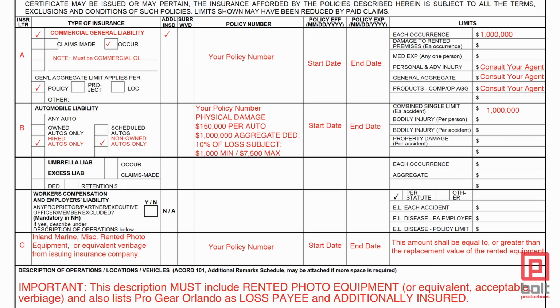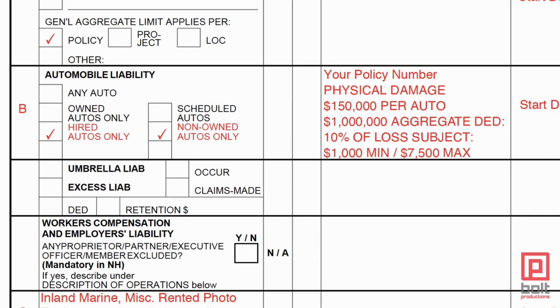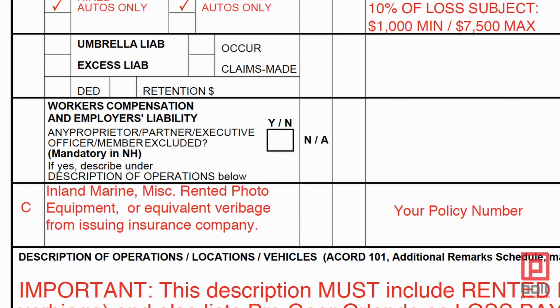Another type of coverage that's listed in the middle section is automobile insurance. Under the automobile policy, this covers rented grip or cargo trucks. You may not necessarily need this if you're renting just general gear and you're picking it up yourself. The third type of coverage that's listed in here is what we call the inland marine. Now, this is a rider that's purchased in addition to your general liability, and that covers all the rented photographic equipment gear that you are going to be picking up.